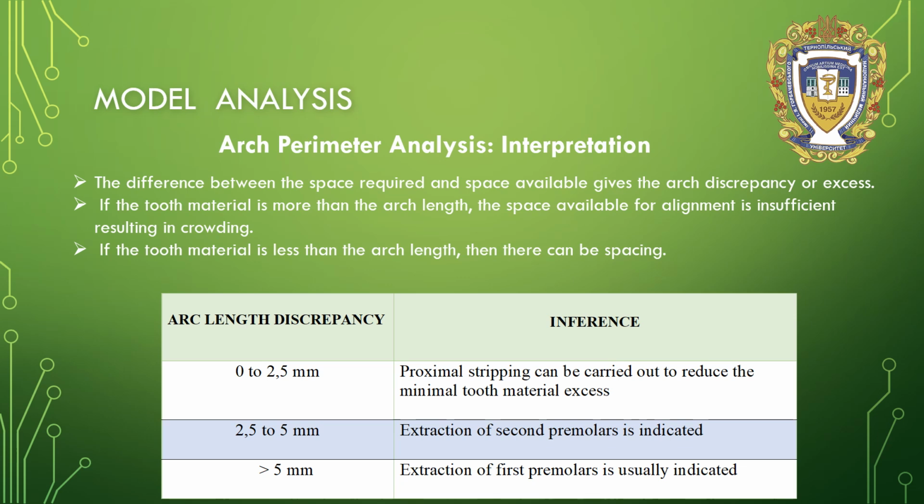2.5 to 5 millimeters, extraction of second premolars is indicated. And if the arch length discrepancy is more than 5 millimeters, extraction of first premolars is usually indicated. Please, doctors, notice that these are not obligatory actions. They're only options.